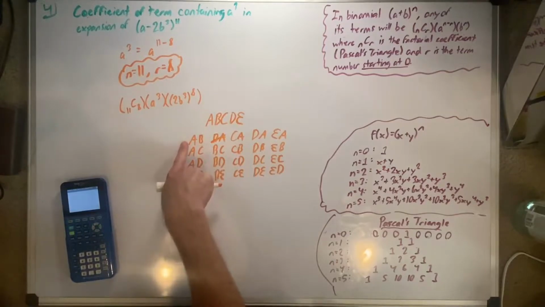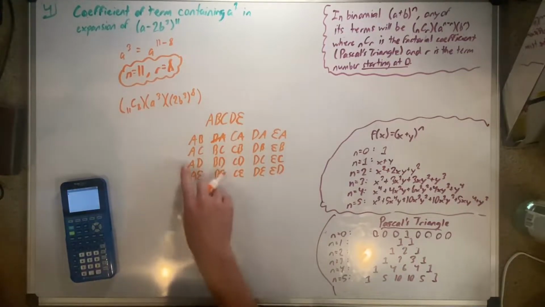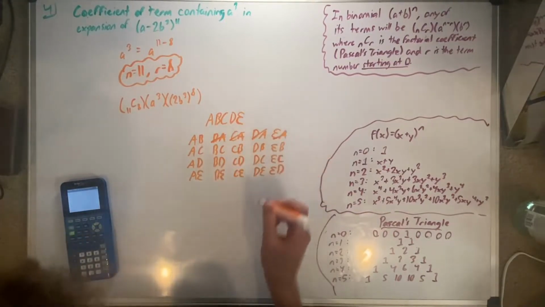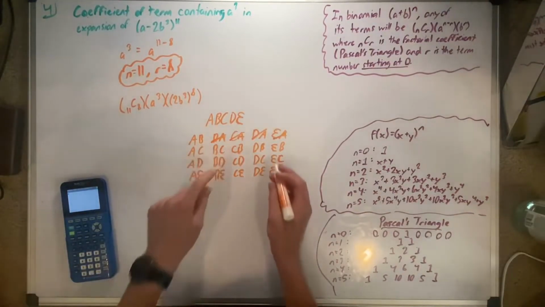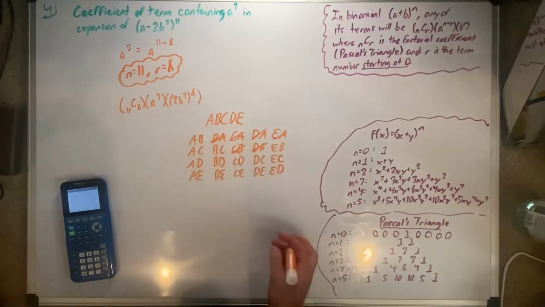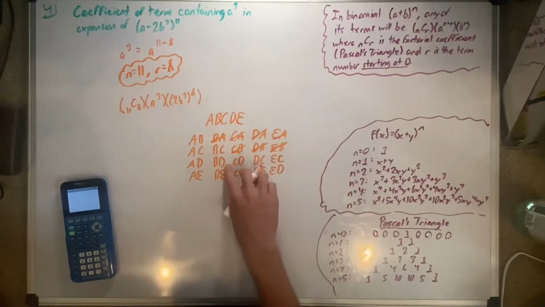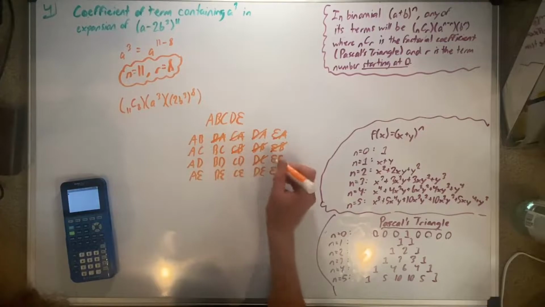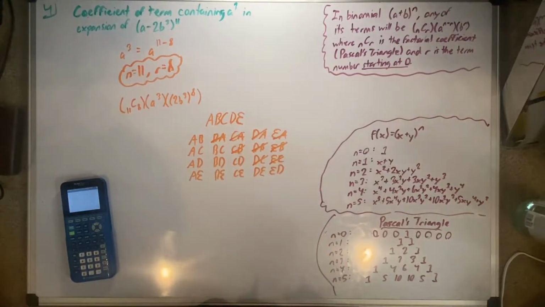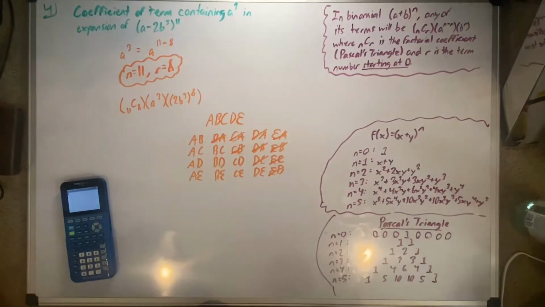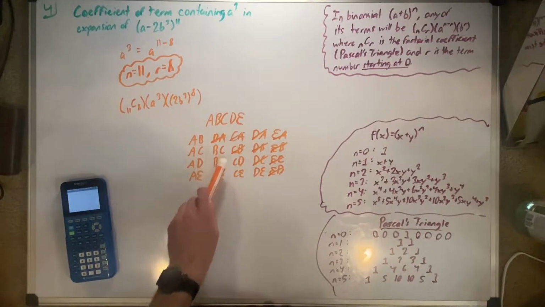So here we wouldn't have a BA because we only need one AB. AC, CA eliminates, AD, DA eliminates, AE, EA eliminates. Now BC, CB eliminates, DB and BD eliminate, BE and EB eliminate. So now CD, DC eliminate, CE, EC eliminate, and then DE and ED eliminate. So now we are left with only this 1, 2, 3, 4.